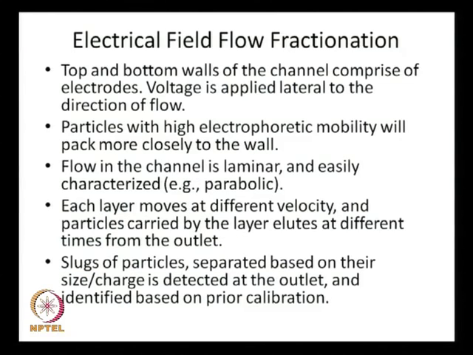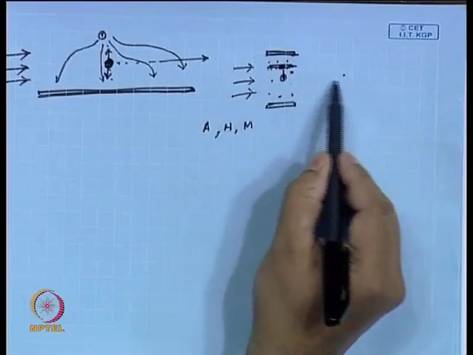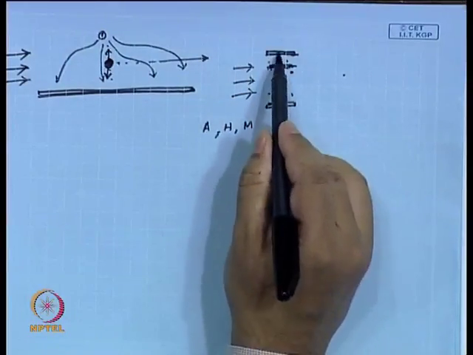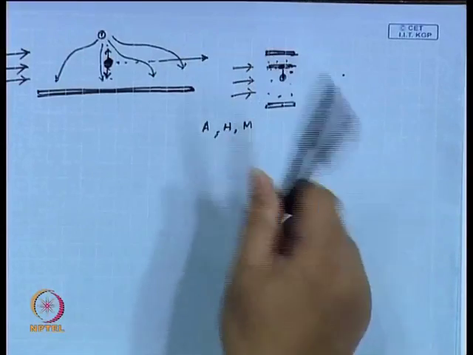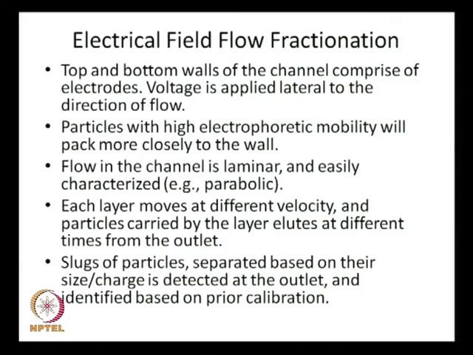So, what I write here is the top and bottom walls of the channel comprise electrodes. Voltage is applied lateral to the direction of flow. You understand that flow is going in this direction, and the voltage is applied lateral to it. Particles with high electrophoretic mobility will pack more closely to the wall, that we understand. If the electrophoretic mobility is higher, they will go close to the wall. Flow in the channel is laminar and easily characterized, such as parabolic.